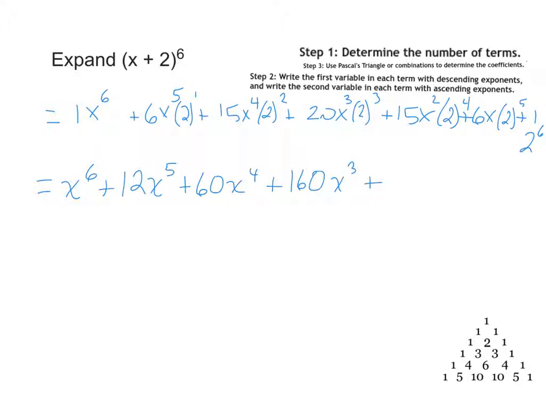Then 15 times 2 to the power of 4, 240x squared, plus 6 times 2 to the power of 5, which is 192x, and then plus 2 to the power of 6, which is 64. Didn't quite all fit on one line.